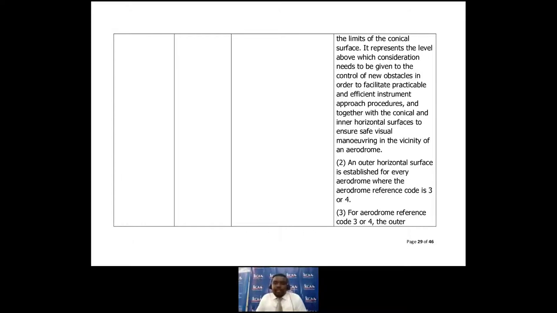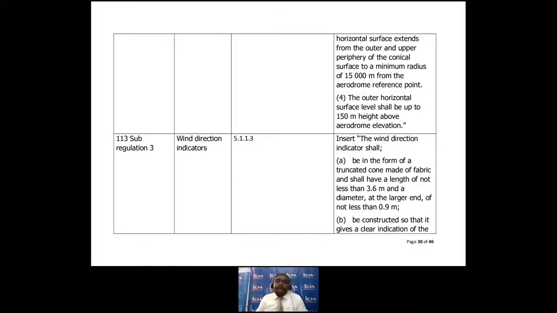And then sub 2, an outer horizontal surface is established for every aerodrome where the aerodrome reference code is 3 or 4. And then for aerodrome reference code 3 or 4, the outer horizontal surface extends from the outer and upper periphery of the conical surface to a minimum radius of 15,000 meters, that is 15 kilometers from the aerodrome reference point. And subregulation 4, the outer horizontal surface level shall be up to 150 meters height above aerodrome elevation.